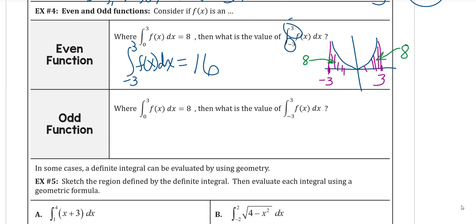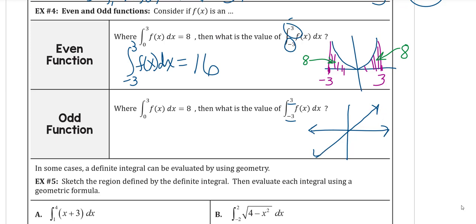Now, again, we're going to assume that our integration from 0 to 3 is going to equal 8. So now what happens if, again, we go from negative 3 to 3, but we have an odd function? Let me just draw a very simple odd function here. Let's just do the line through the origin. That is definitely an odd function.